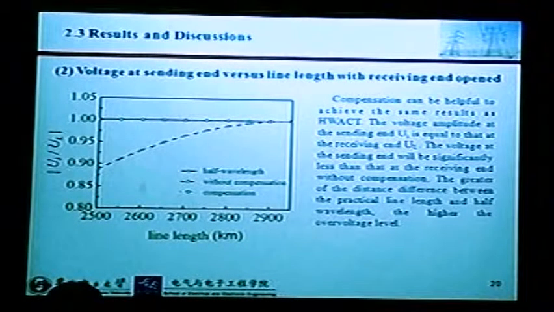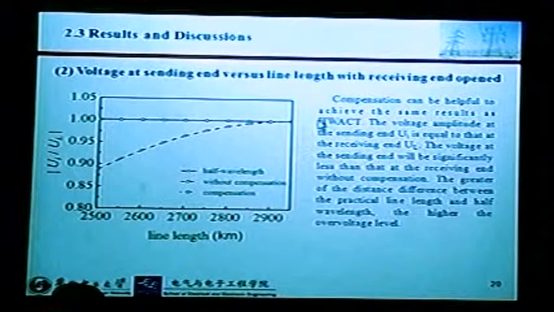Voltage at sending end versus wavelength with receiving end open. These curves are for half wavelength, and both after compensation, these curves for without compensation. From the figure, we can see that compensation can be helpful to achieve the same results as HWACT.